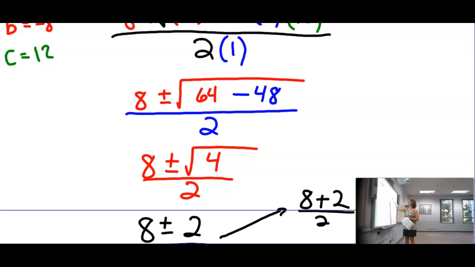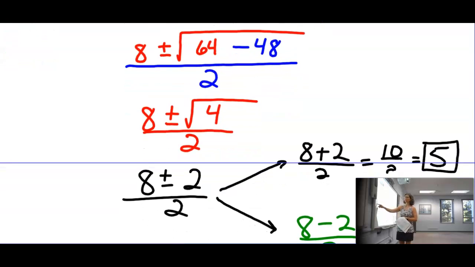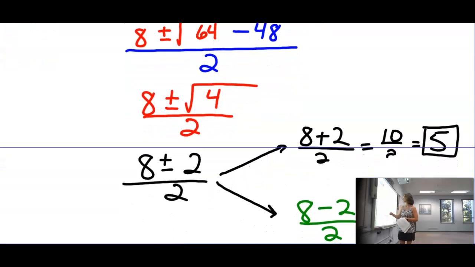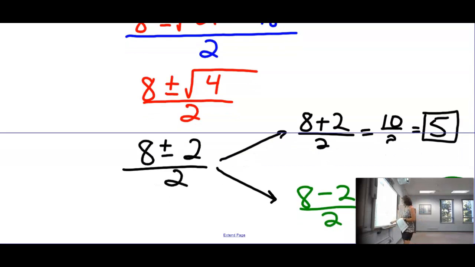Notice my 2A has just come following things down. Don't forget to write that, or you may forget to do it, okay? The square root of 4 is 2. So I've got 8 plus or minus 2 divided by 2. So I said you needed to separate that. So here's what that looks like.